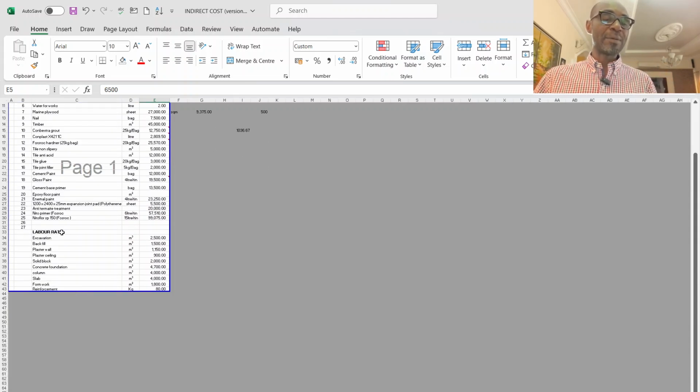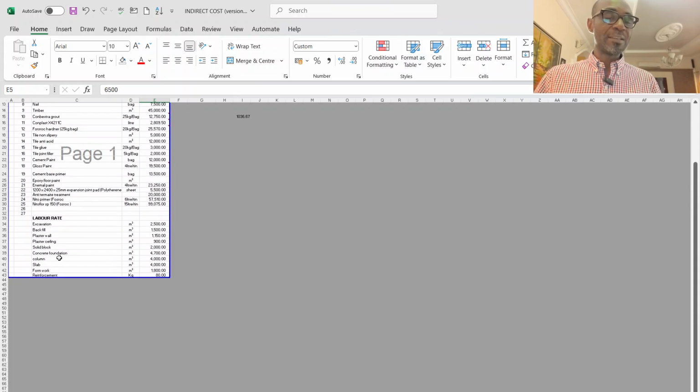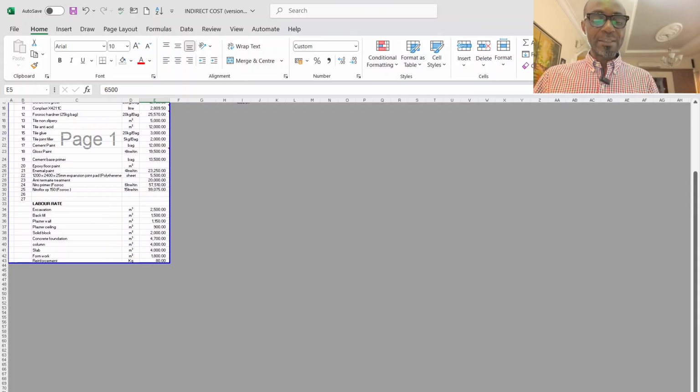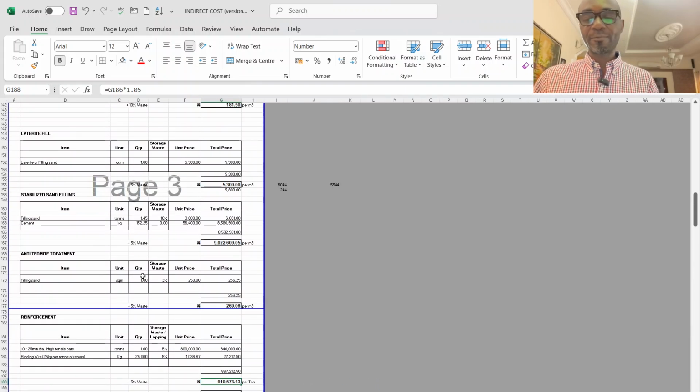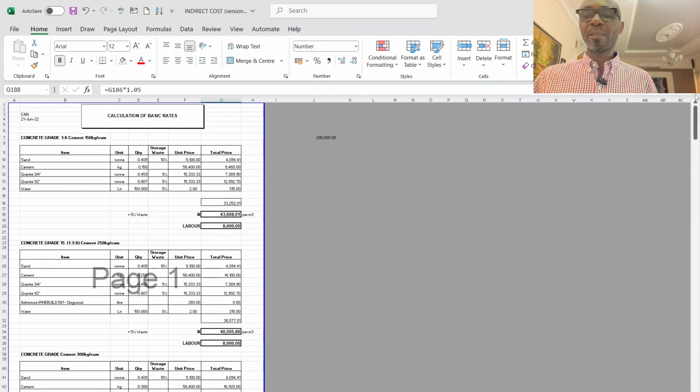Then here I have my labor rate, excavation per cubic meter, my backfilling, my plastering, and all of that. Cost of plastering per square meter, cost of plastering, sealing, and all of that. Then these are my unit rates. These are my unit rates for different grades of concrete.